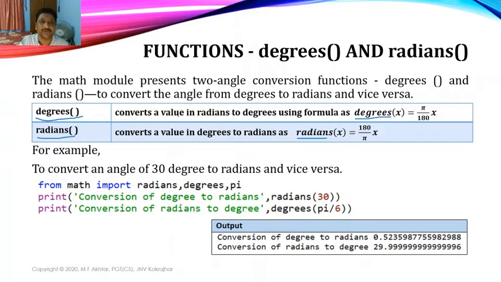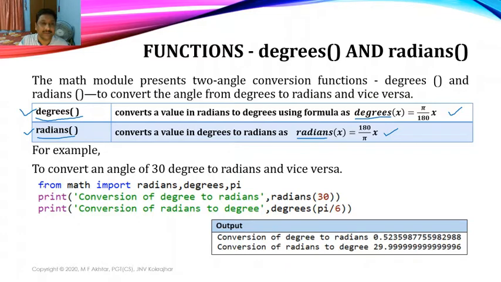What is the utility of these two functions? The degrees function converts a value in radians to degrees using a formula. This is the formula. And radians converts a value in degrees to radians. From degree to radian, we can use the radians function, and from radian to degree, if we want to convert the angle, then the degrees function is to be used. These are the formulas.